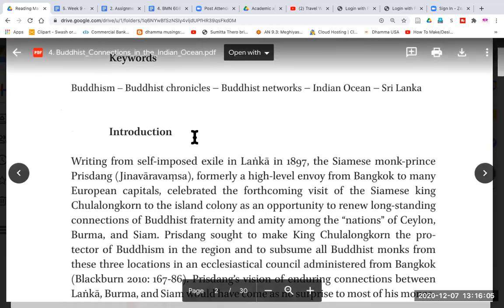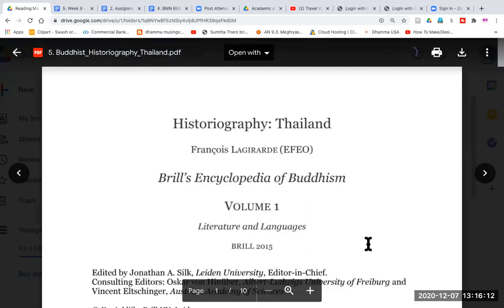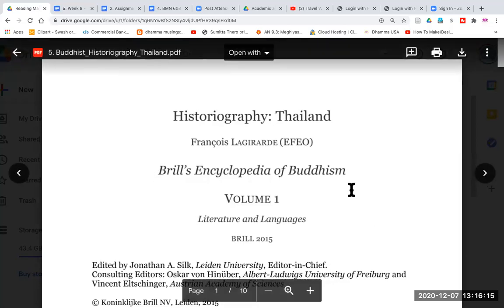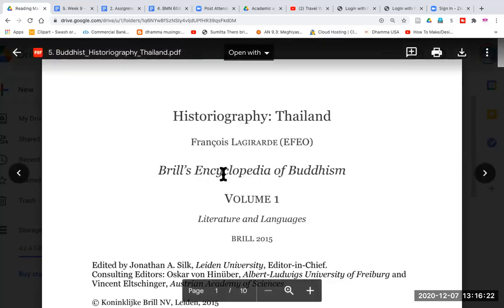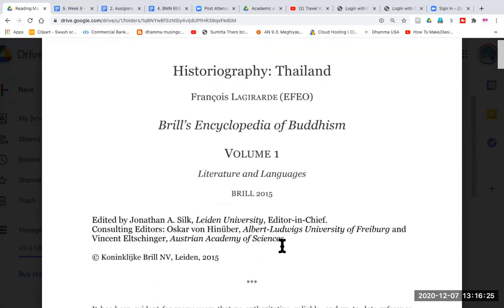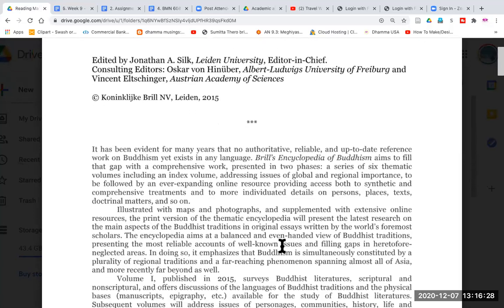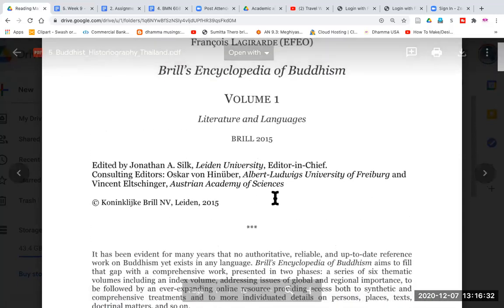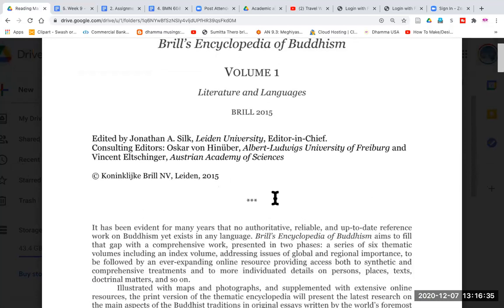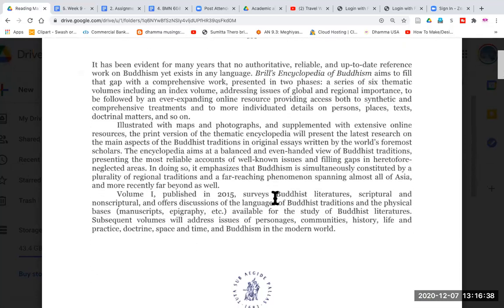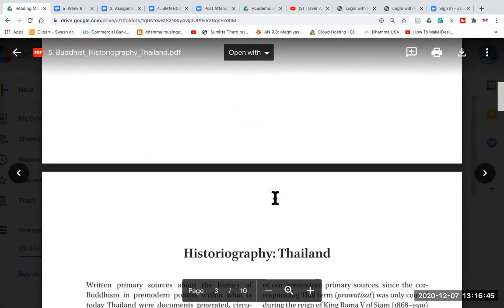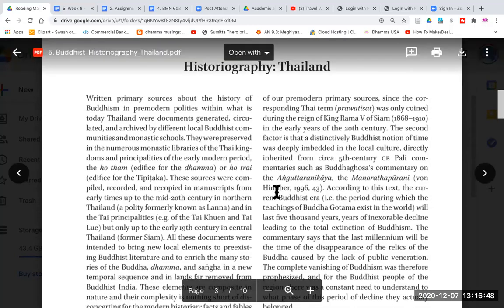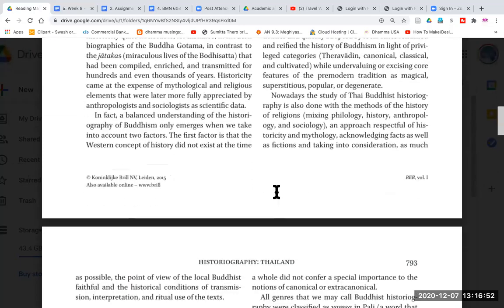Okay, so have a look at this for your research paper. I want to just give you some idea. I think this one: Historiography, Thailand, in the Encyclopedia of Buddhism. This is an encyclopedic article, which should be a pretty good one, because encyclopedic articles normally cover a lot of information, and it depends on the quality of the encyclopedia too. This looks like a simple one about Thailand, but it is really pretty useful if you read it.